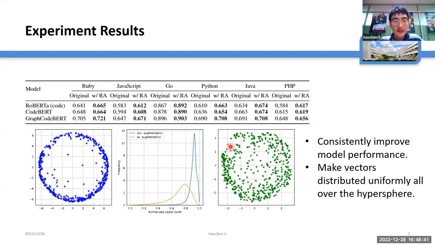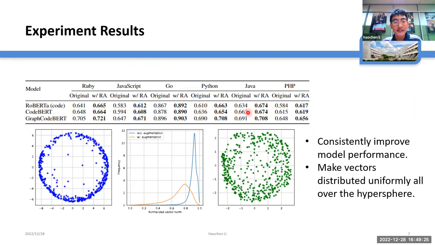Then we conduct experiments to empirically evaluate the effectiveness of our proposed representation level augmentation. We apply the augmentation methods on three models, RoBERTa-code, CodeBERT, and GraphCodeBERT, which are three of the most recent SOTA models, over six data sets: Ruby, JavaScript, Go, Python, Java, and PHP. And we can see that with representation level augmentation, it can consistently improve model performance.